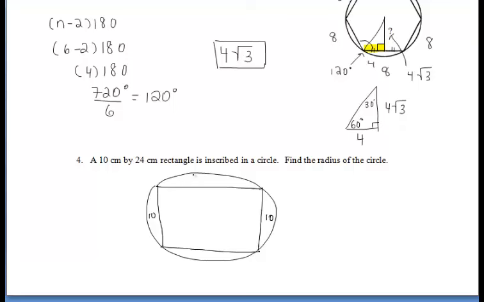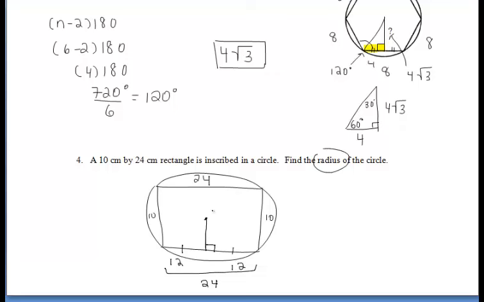For example 4, we were given a 10 by 24 rectangle inscribed in a circle. So I'm going to label it this way, and I'm going to draw in from the center of the circle to the chord that perpendicular segment, so that's our distance from the center to the chord, which is going to bisect the chord as well.